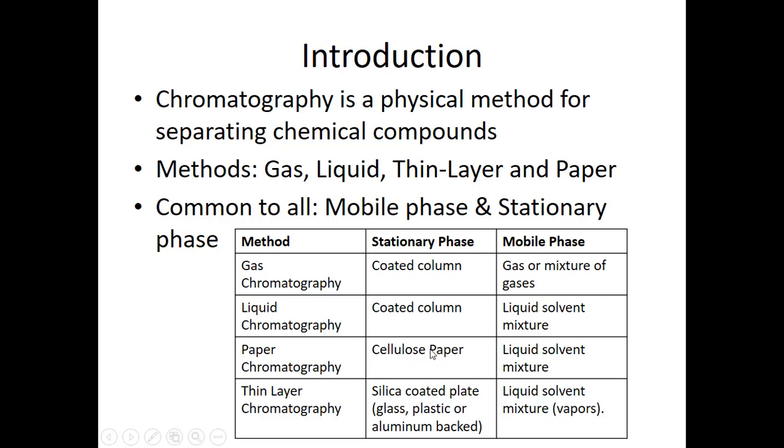That's the lab that we're going to be talking about today. And again, you have a liquid solvent mixture, some type of gradient, or some solvents mixed in some type of ratio. And then you have thin layer chromatography, in which your stationary phase is a silica coated plate, and that silica can be absorbed to either glass or plastic or aluminum. And then your mobile phase in this case is a liquid solvent mixture, and it's the vapors from that mixture that give this type of capillary action that move the compounds up the silica coated plate.